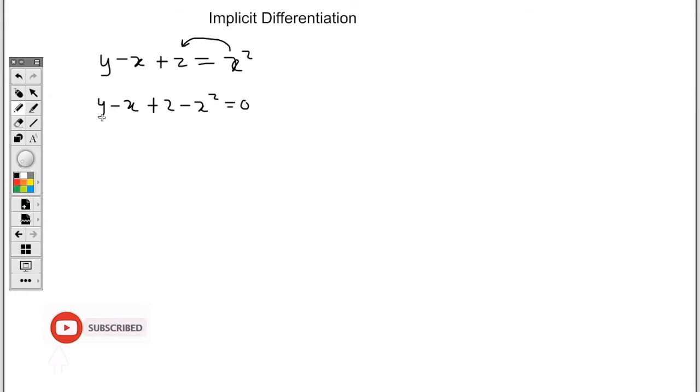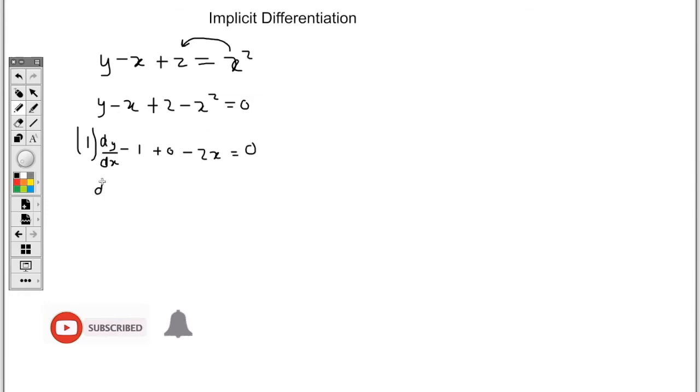Now differentiating the variable y, what's going to happen is that I differentiate y to get 1, but because it's a y variable and I'm differentiating with respect to x, that's why we put dy over dx. The x variable that I'm going to differentiate is just going to give me a 1 and I have the minus sign. Differentiate a constant, that's 0, and differentiate x squared, that's going to be 2x.